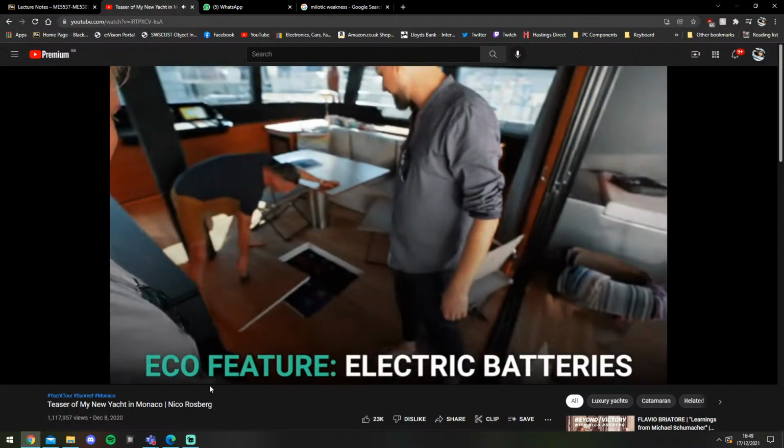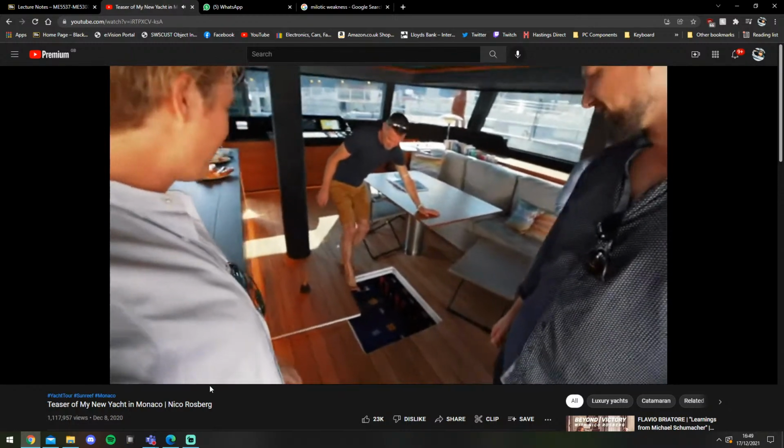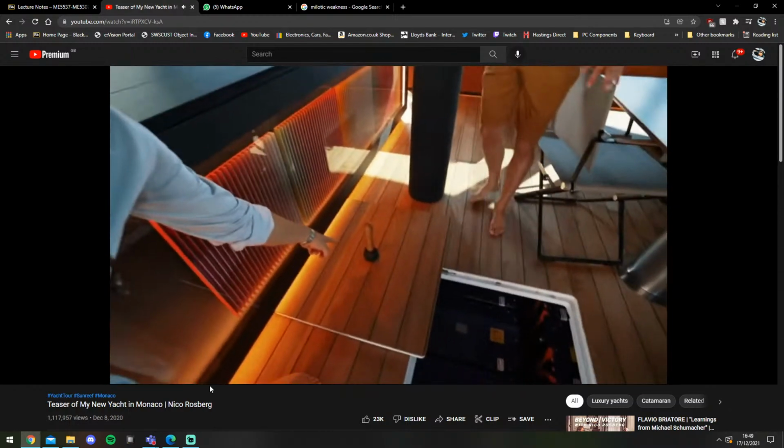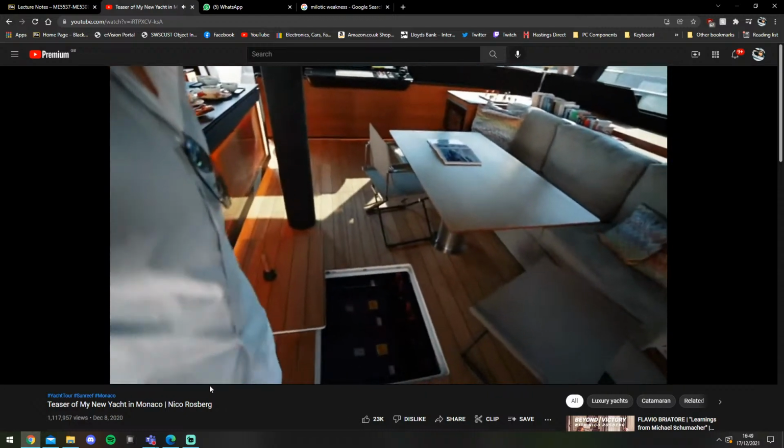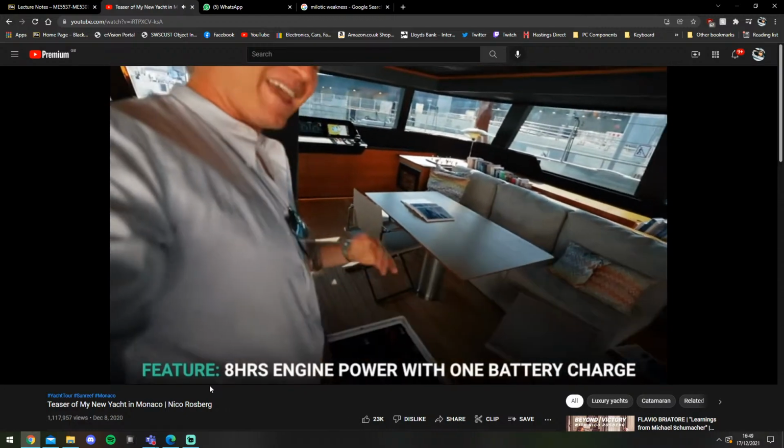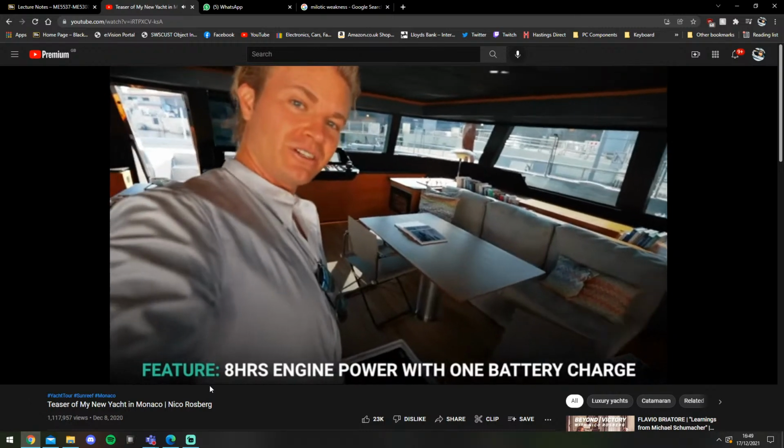Wow, that's a cool system. An epic system. No handle, magnetic hatch remover. How cool is that? Okay, so we're loaded up with batteries, and you can drive 8 hours, huh? 8 hours with one charge. So that's quite a distance.